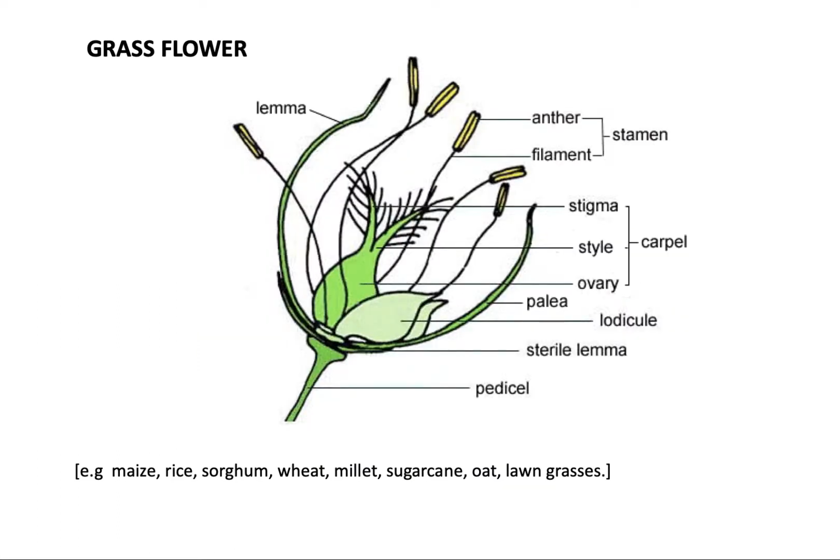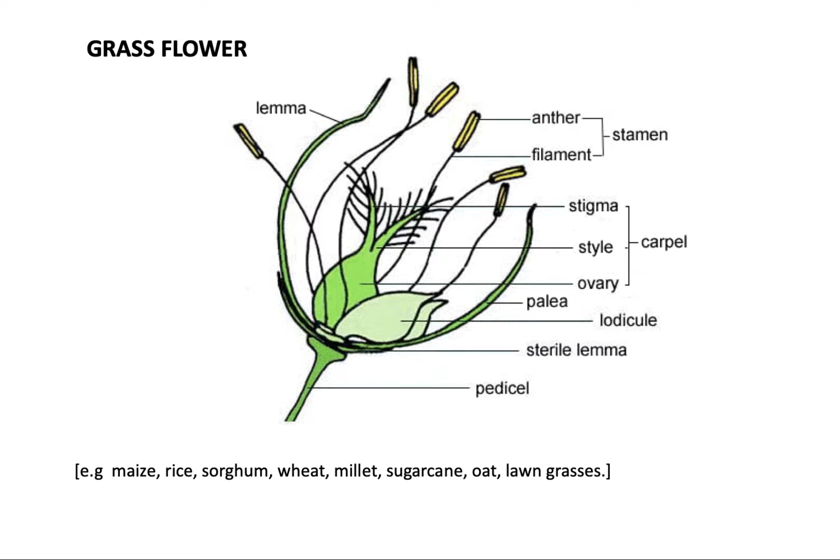So just to show you some of these different types. In monocots, in a grass flower, such as maize, rice, sorghum, wheat, if you ever go out and look at those flowers when they're blooming, they're kind of indistinct, but you can see them. So there are stamens with anthers and filaments. Those are clear. There's a carpel with a stigma, style, and ovary. Those are clear.